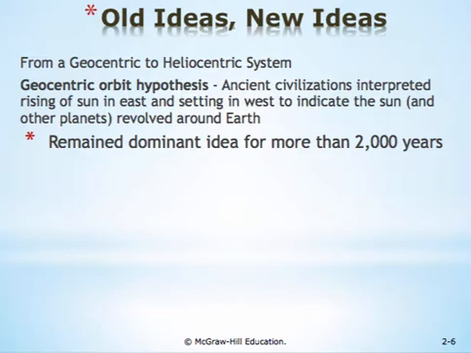Ancient civilizations interpreted the rising of the sun in the east and setting in the west to indicate that the sun and other planets revolved around the Earth. In other words, Earth was the center of their universe. This idea remained the dominant idea for more than 2,000 years.